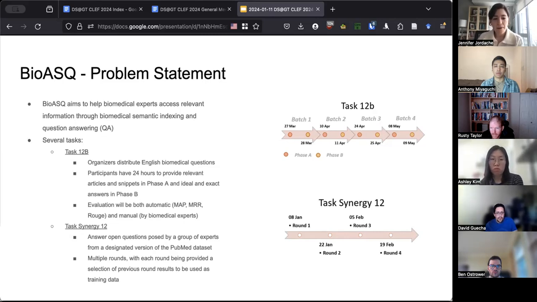And I'd highlight what makes this task a little bit different from task 12B is that you receive both negative and positive feedback based on responses from previous rounds. And also in this task, organizations' experts are not composing answers themselves. The answers are just being selected from participant answers.